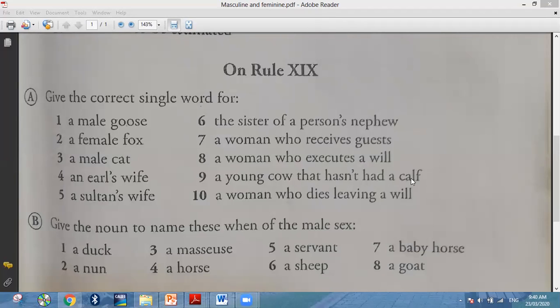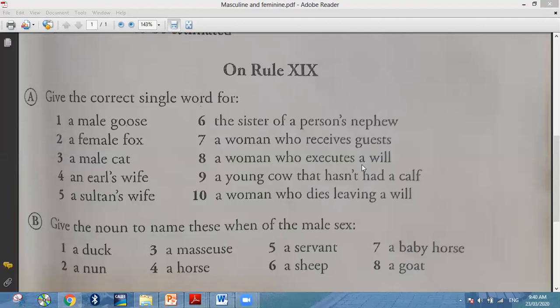A young cow that hasn't had a calf. This is called, I have here, heifer. Yes, heifer, that's right. So this is different from cow. This is a young cow that hasn't had a calf. This is the baby of the cow. So what is the opposite of heifer? The masculine of heifer?